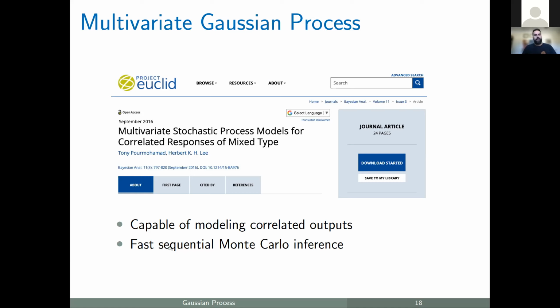I don't want to go into it because it is a very complicated model. But I'm citing the paper that we wrote on the topic prior to the statistical filter paper, and if you're interested in the actual details of that model, you can check it out. Basically, that model allowed us to model correlated outputs from a computer model, and we have this whole fast sequential Monte Carlo inference to be used in that method.